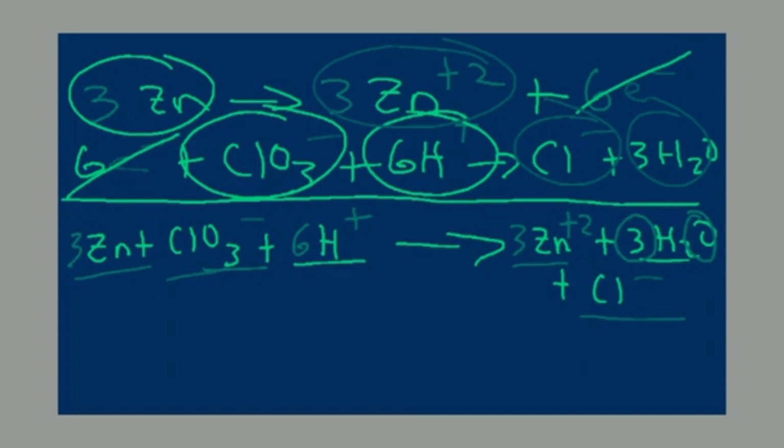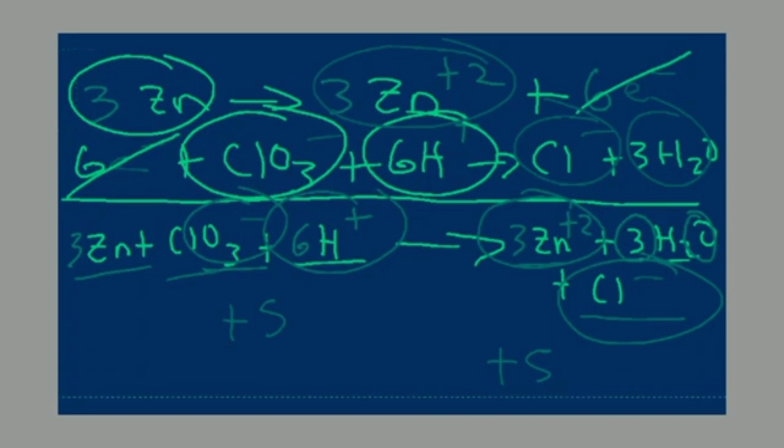Notice that the total charge on the left side is 6 plus -1, which is 5. And here it's 3 times 2, which is 6, plus -1, and it's 5. Now let's try another example.